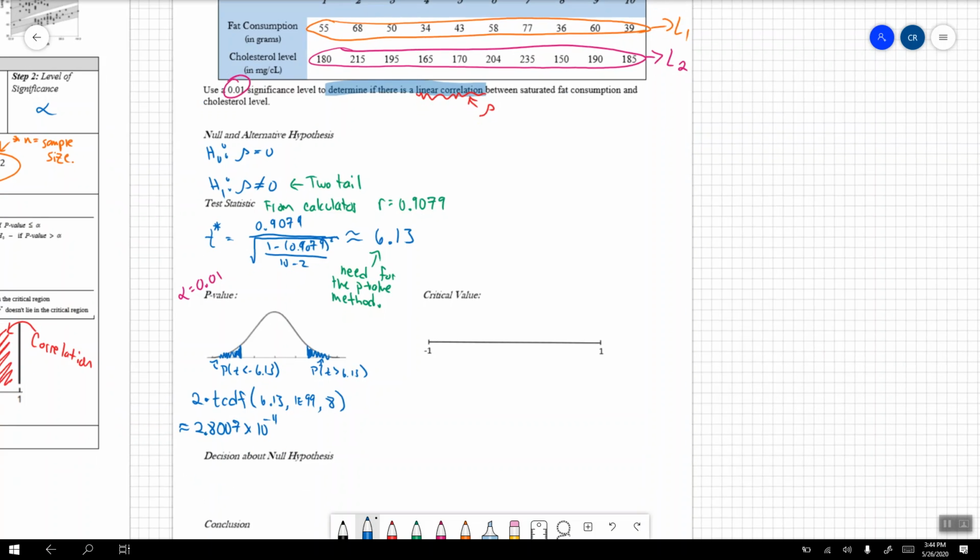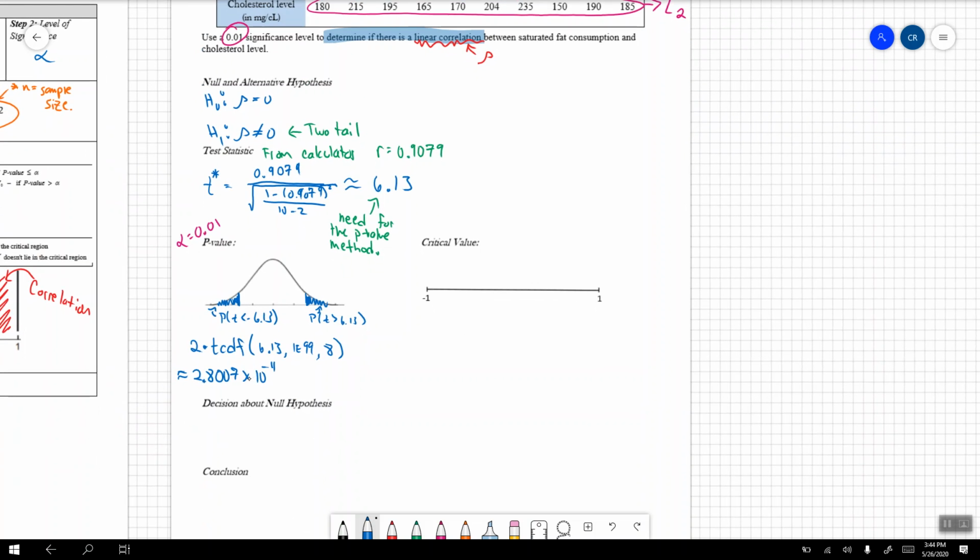Now, remember what 10 to the power of negative 4 is. That gets us 0.0002807. 1, 2, 3, 4. There we are. So it's a really small probability. This is the p-value that we're looking at. So that's the p-value. Now, we have to compare it to the alpha value. So alpha is equal to 0.01.